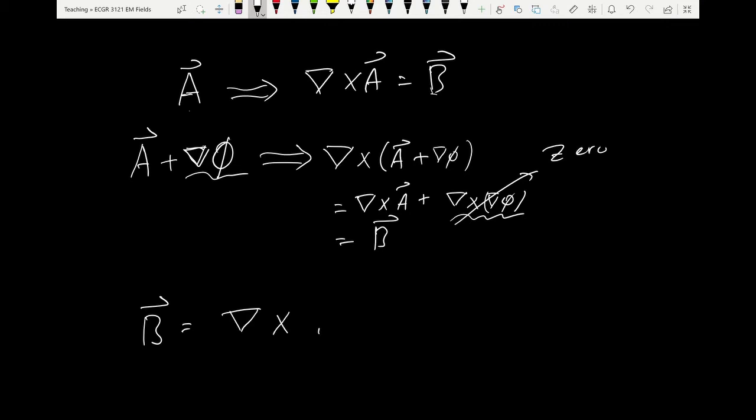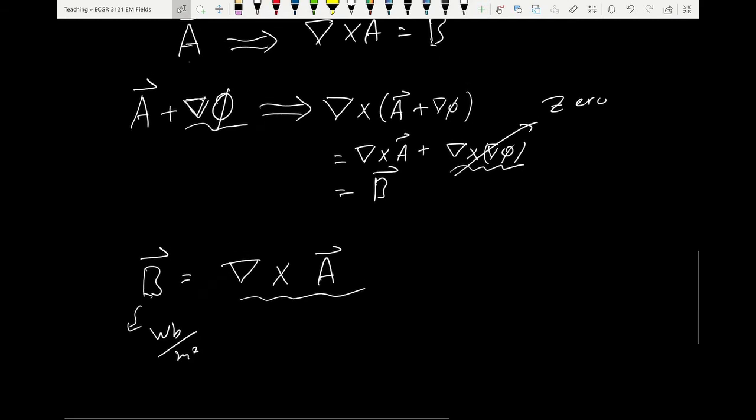So I have curl A, right? I know what the units of B are. They are Weber per meter squared, right? What are the units of A? Well, we have to kind of go back to the definition of the curl.